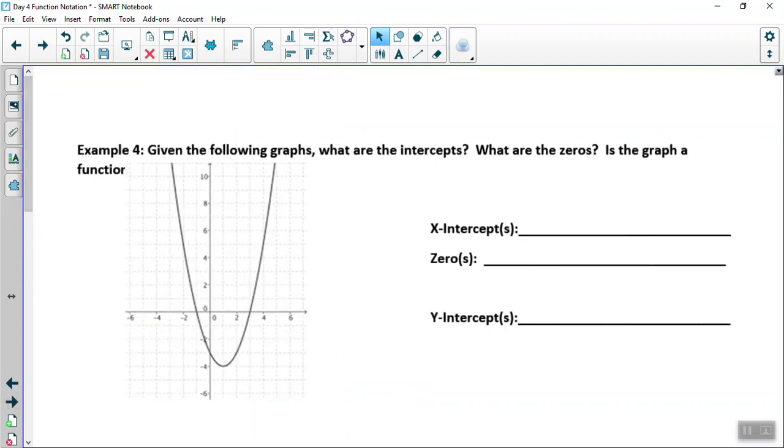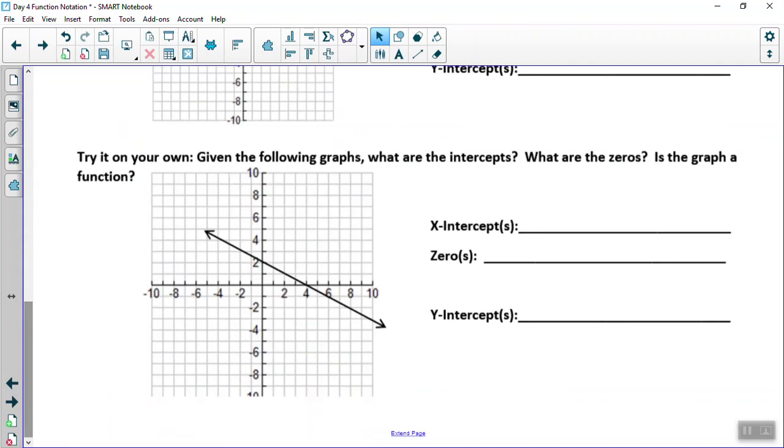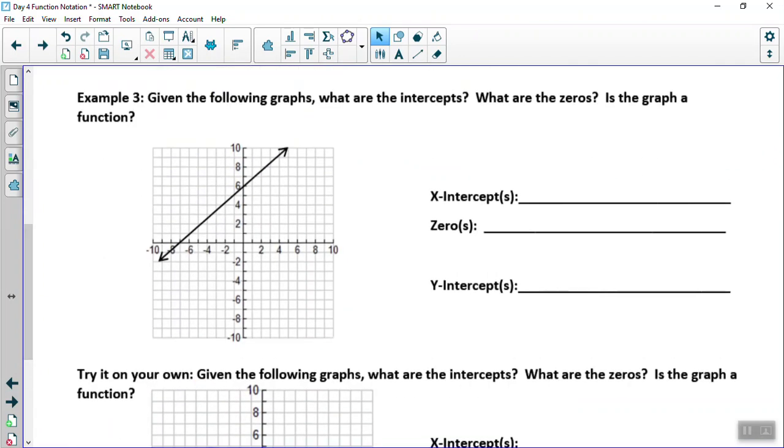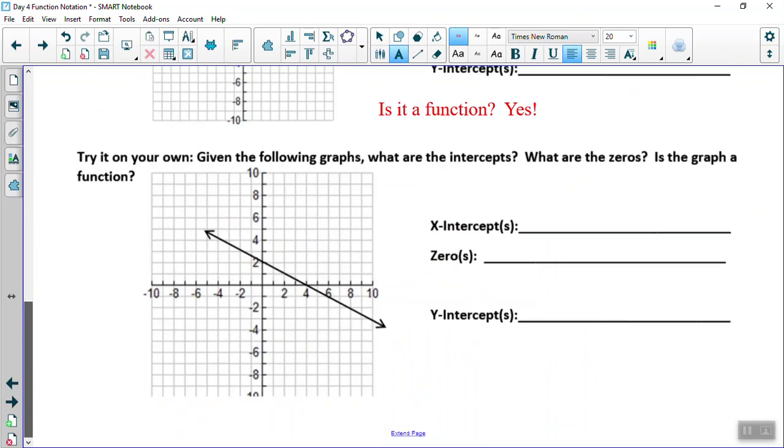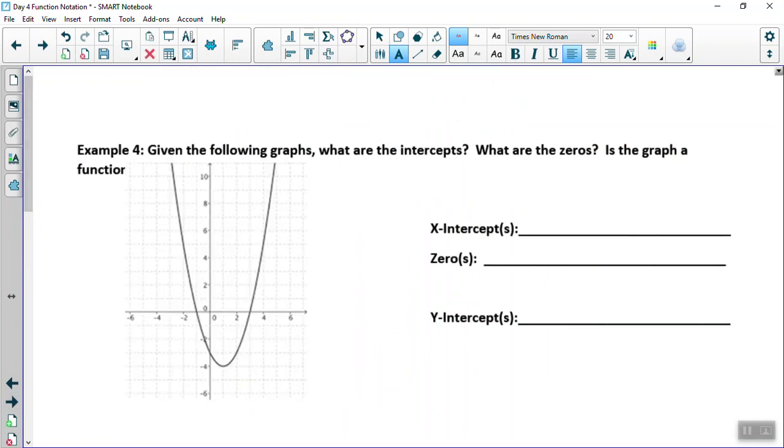All right, let's go on to our last page. So here we have another type of function. Oh, actually, before we do that, let's come back over here. And we wanted to know, was this a function? So when we looked at this particular graph here, they wanted to know, was it a function? In this case, yes it is. So when you do the try on your own down here, please also indicate if this is or is not a function. All right, so now let's come over here and same kind of thing.